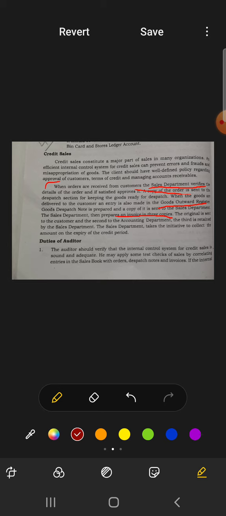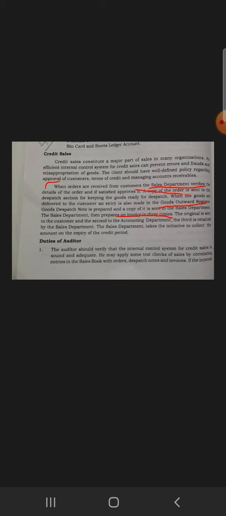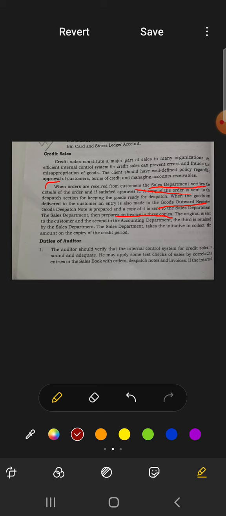First, when the order is received from the customer, the sales department verifies the order and, if satisfied, approves it. The copy of the order is sent to the dispatch section for keeping the goods ready. After making the delivery, an entry is made in the goods outward register. A goods dispatch note is prepared and the copy sent to the sales department. The sales department prepares three copies of an invoice: the original sent to the customer, the second to the accounting department, and the third retained by the sales department.